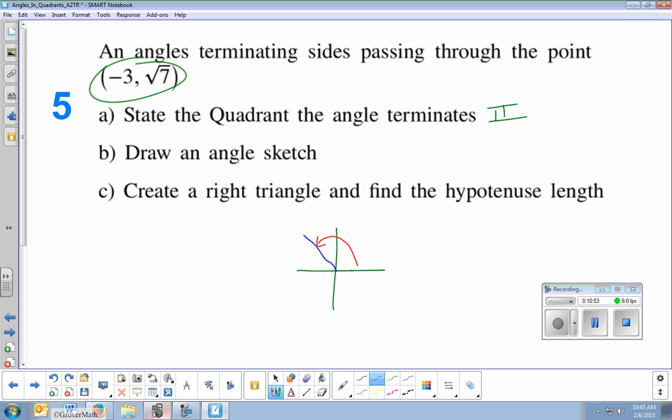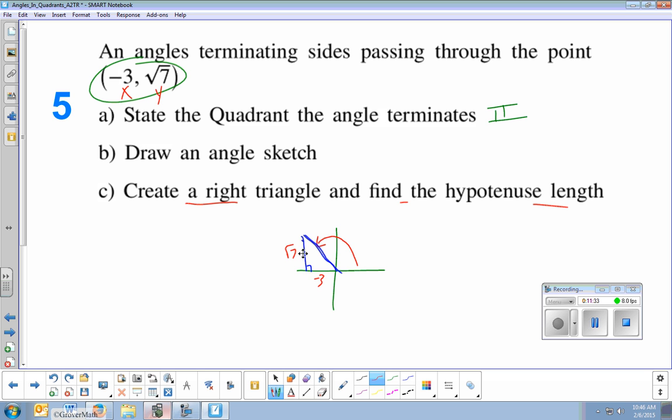And then I want you to create a right triangle and find the hypotenuse. What I want you to do when you're creating a right triangle is your terminal side is the hypotenuse. So this line here, this sloppy line that I drew, that's going to be my hypotenuse of a right triangle. And the way we always create the right triangle is we draw a vertical line down or up to the x-axis. We never draw it to the y-axis. We always draw it to the x-axis. And then label what you have. This is my x and this is my y. So here's my x value of -3, my y value of rad 7.